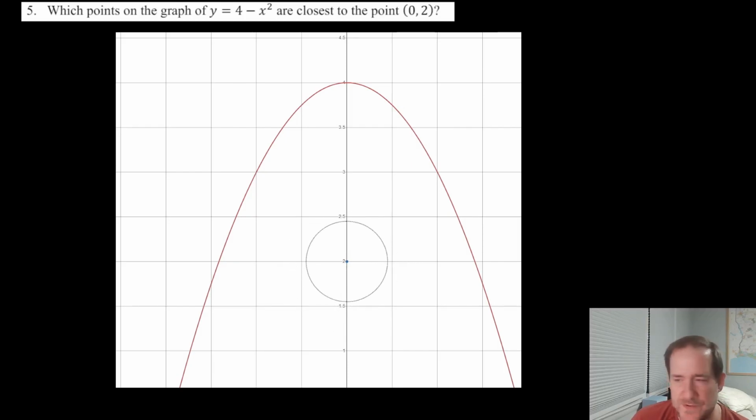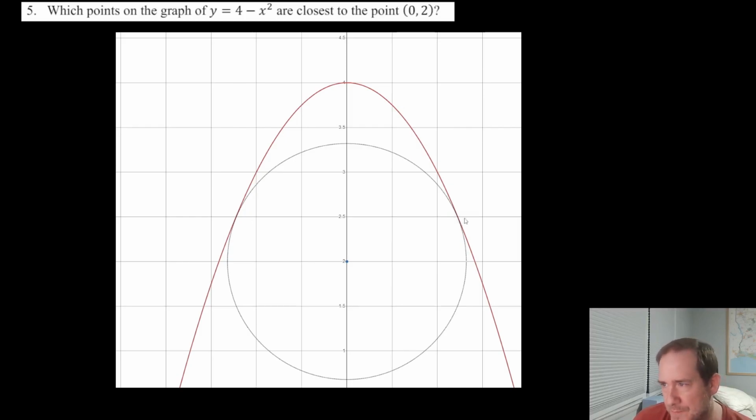And so the idea is, the point that's closest would be the very first point that I hit as I expand this circle. So as I expand this out and out, you can see that it's going to hit the parabola in two places at the same time. So there it is, right there. It looks like when my radius is about 1.32, I'm hitting a point on the right side of the parabola and a point on the left side, and those 2 points, therefore, must be the 2 points that are the closest to this point in the middle.